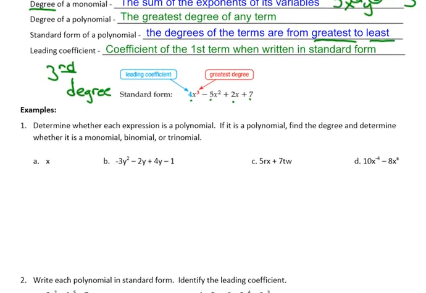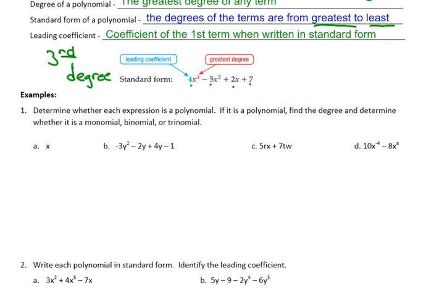All right, let's see if we can start putting these to use here. I want to know a couple of things. Determine whether each expression is a polynomial. I have to do that first. If it's a polynomial, find the degree and determine whether it's a monomial, binomial, or trinomial.